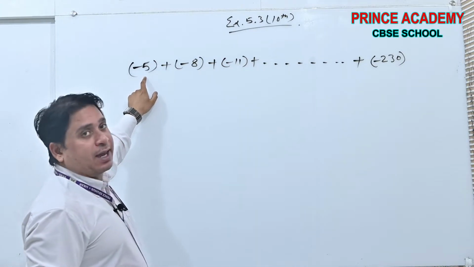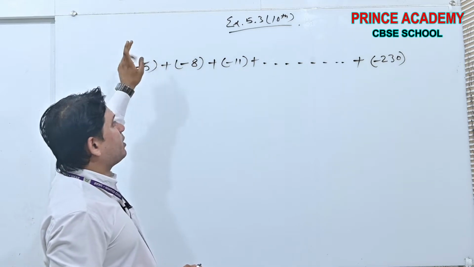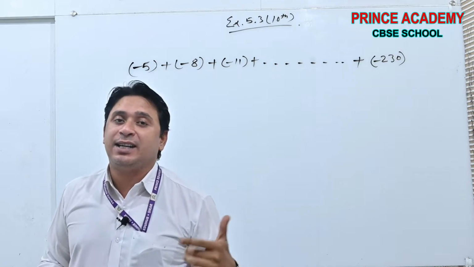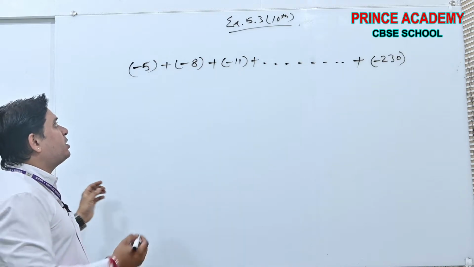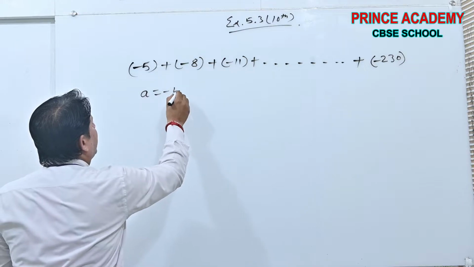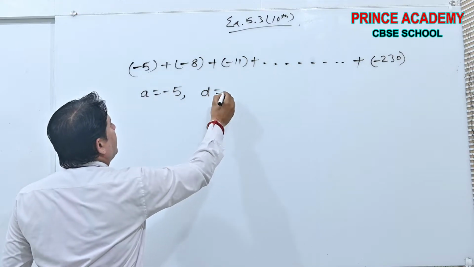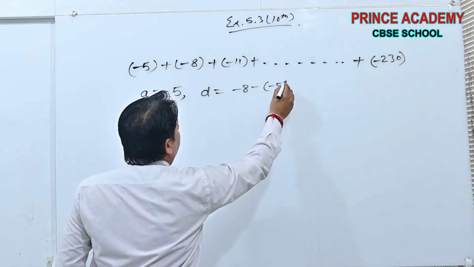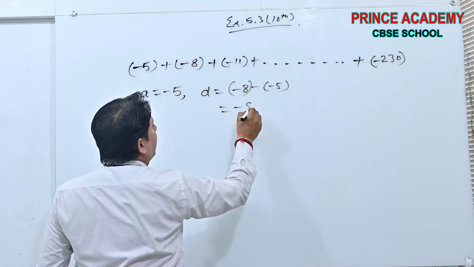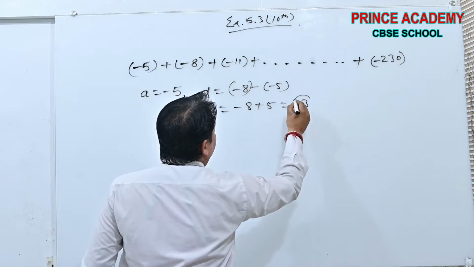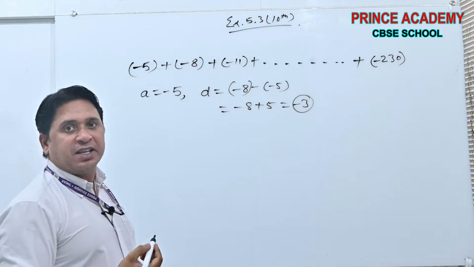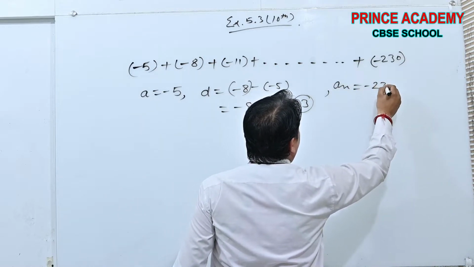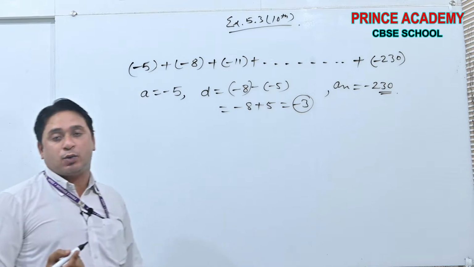First term is a. Common difference we can get here. The last term is here. Find n and then Sn. Because see beta, a is -5 and d is this minus this. This is a decreasing AP. Therefore d will be negative. Yes or no? d is negative here because this is a decreasing AP. And the last term is -230.